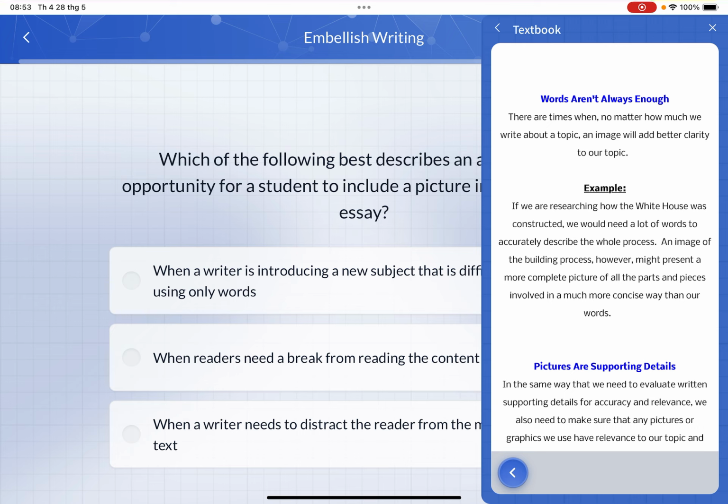For example, if we're researching how the White House was constructed, we would need a lot of words to accurately describe the whole process. However, if you only have one image of the building process, it might present a more complete picture of all parts and pieces involved in a much more concise way than our words, because they can see it face to face, eyes to eyes, and it is easier to understand.